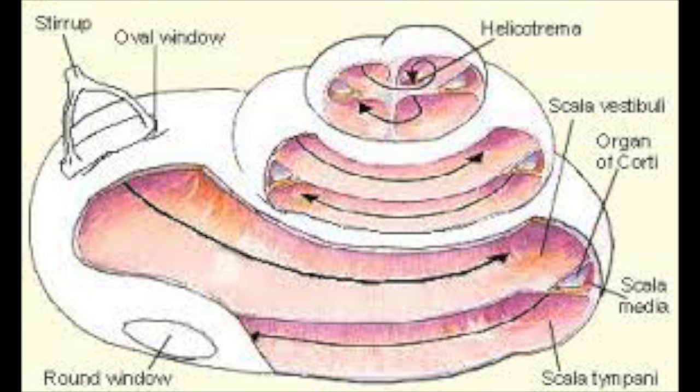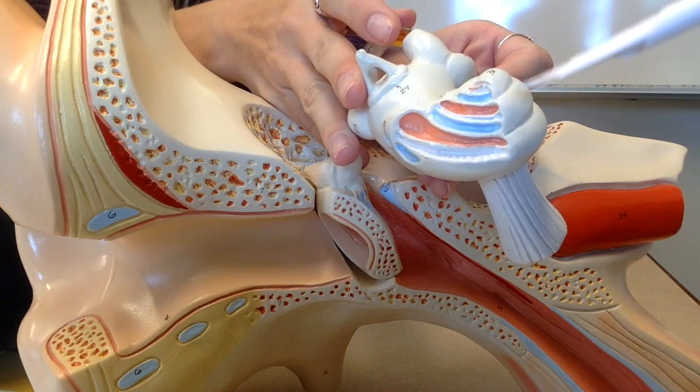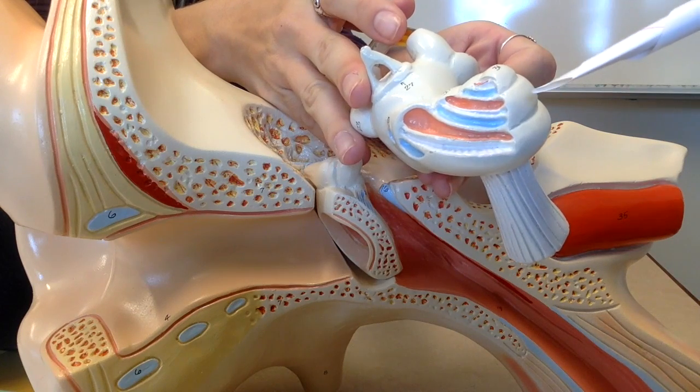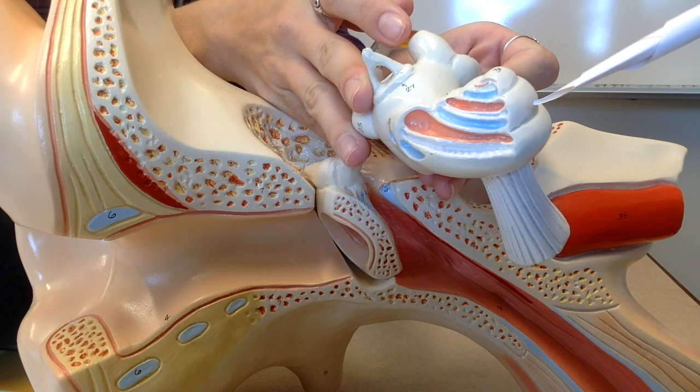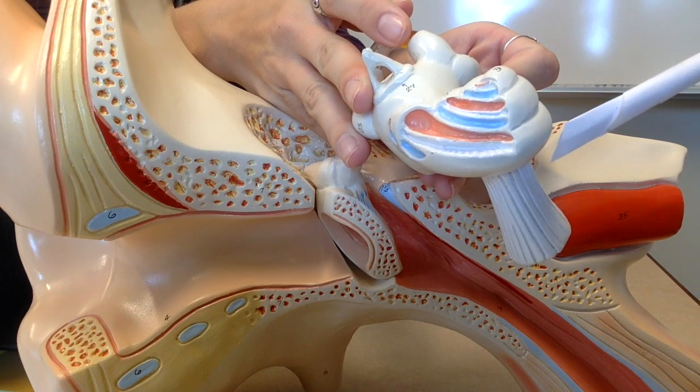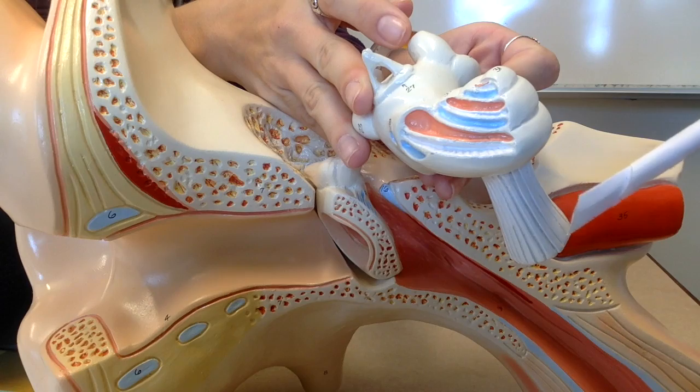In between the scala vestibuli and the scala tympani is the scala media. This houses endolymph fluid and the organ of Corti. If you were to cut the cochlea in half, you would be able to view the organ of Corti, the modiolus, and the spiral ganglia, which leads out to the vestibular cochlear nerve and the facial nerve.